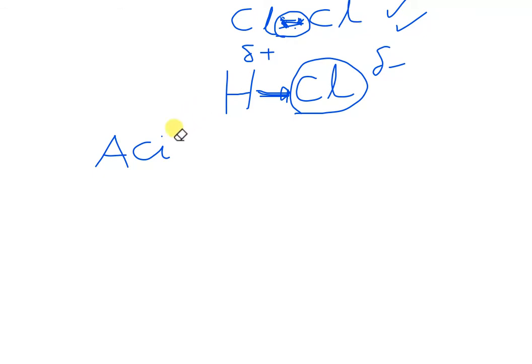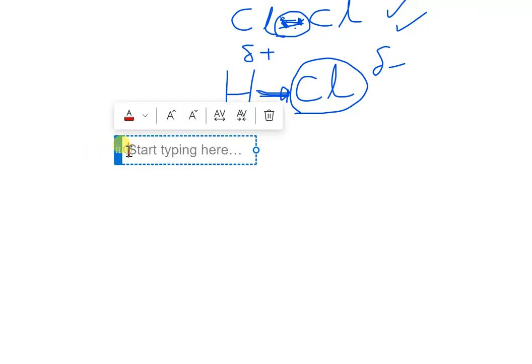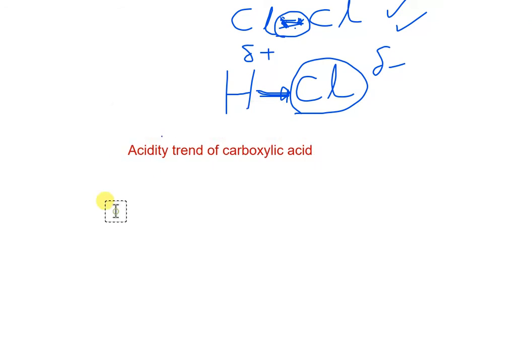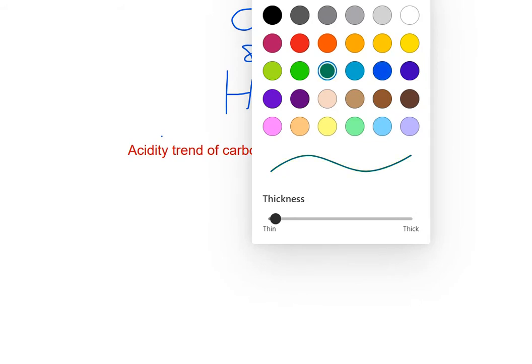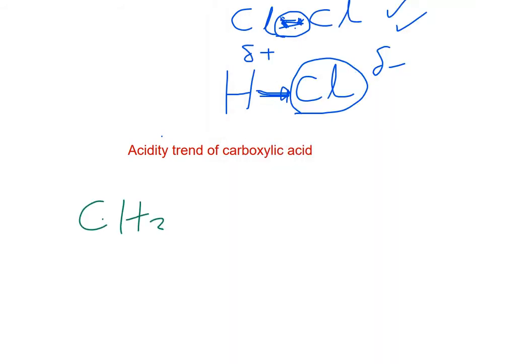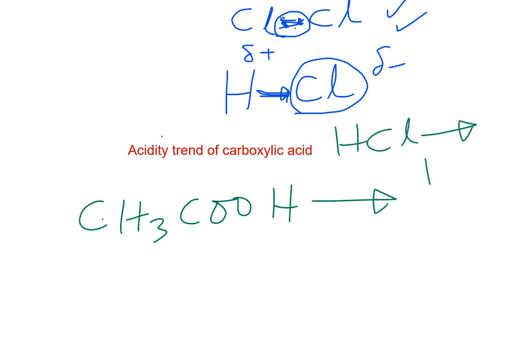acidity trend of carboxylic acid. Carboxylic acid is basically a weak acid, right? Why? This is an organic acid. How to define that? For example, HCl is an inorganic acid, it's a strong acid, right? It will break into H plus and Cl minus. Complete dissociation of the bond into H plus and Cl minus.